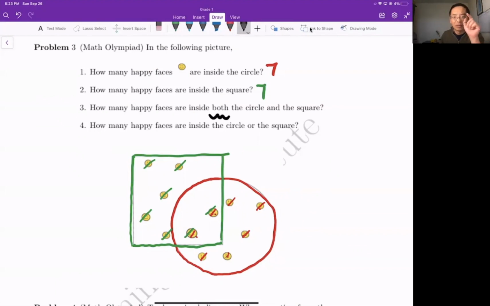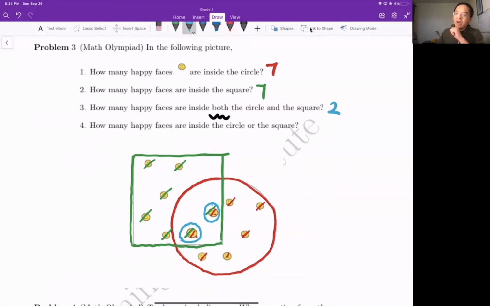The third question, how many faces are inside both the circle and the square? Now you understand both means it should be inside both of them, inside the circle and inside the square. When we look at the picture, we say, oh, obviously we have these two. They are both in the square and in the circle. So that's 2.